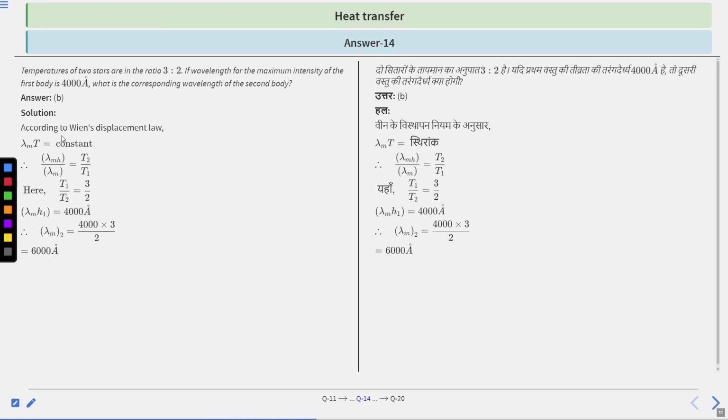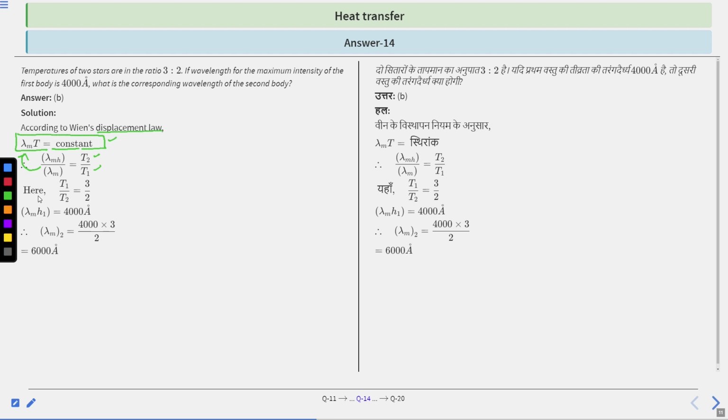So, according to Wien's displacement law, lambda m times T is equal to a constant. This statement is Wien's displacement law. Clear? This is important. So, from Wien's displacement law, lambda m2 divided by lambda m1 is equal to T1 upon T2.